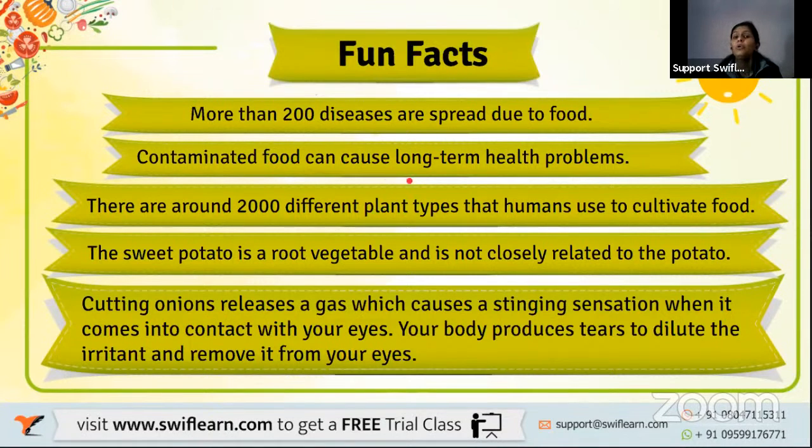It is causing long-term health problems. यानी कि उनमें contamination है, they are not fresh, उनको contaminate किया हुआ है, they are not fit for eating. So they can cause long-term health problems. There are around 2,000 different plant types that humans use to cultivate food. 2,000 different plant के types हैं जो कि human beings use कर रहे हैं अपना to cultivate the food. इतनी ज़्यादा varieties of plants use हो रहे हैं.